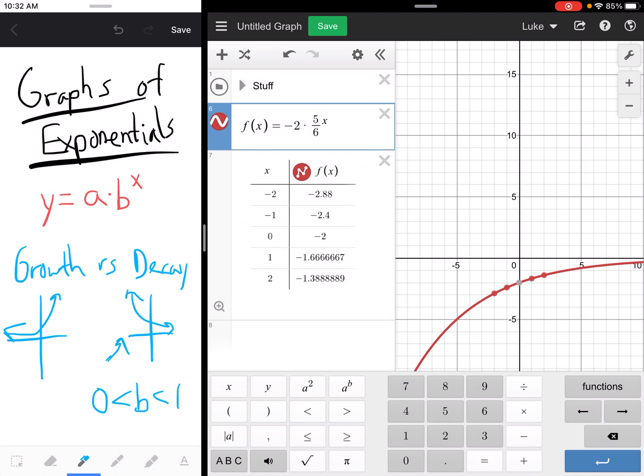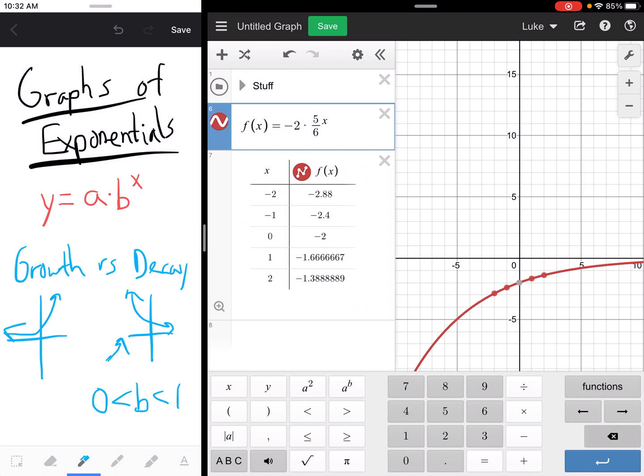But again, I want to show you sort of what happens when we play around with a and b. All right, so a really controls the range, B controls which way the graph is going to go, whether it's what we'd call growth or decay.